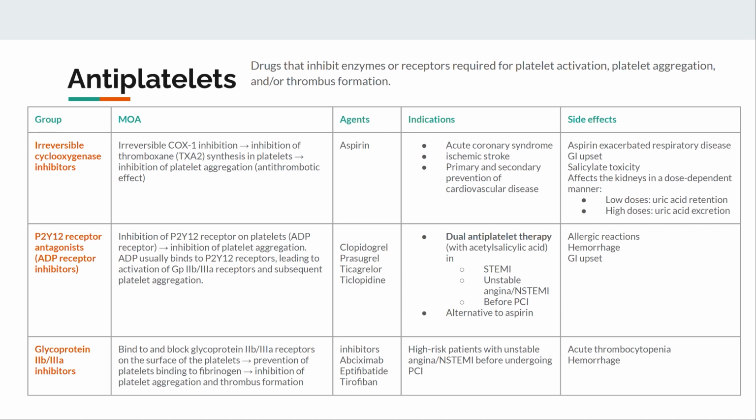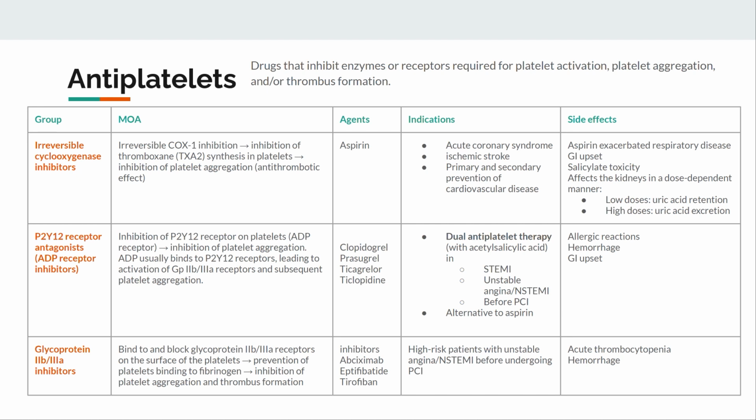The cyclooxygenase inhibitors, which basically only includes aspirin for the purpose of clotting, is a widely used drug that's basically used in everything. These days it's only used for secondary prevention of cardiovascular disease because the risk-benefit ratio doesn't look too pretty for primary prevention. There's a higher risk of bleeds for every life that you would save by starting them on aspirin.